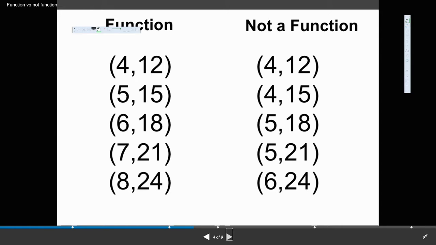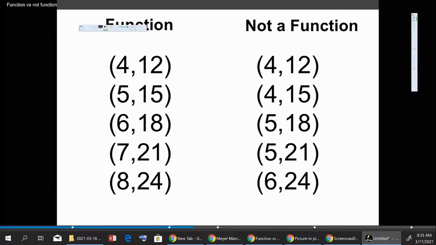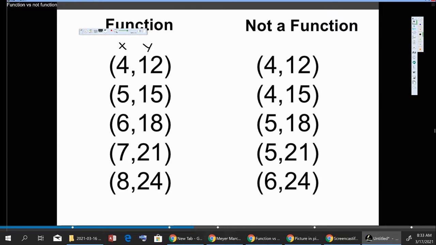So again, the one on the left is a function because every X value has one Y value. Remember, this is X and this is Y. They're all different. On the right, this is not a function because when I look at every X right here, my input of 4 has an output of 12 or 15. It's a mystery. And here's my second set that also causes it to fail that function test. Input of X has a 5, has an output of 18 or 21.